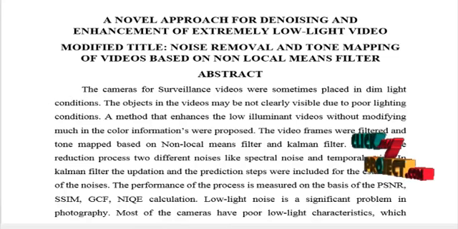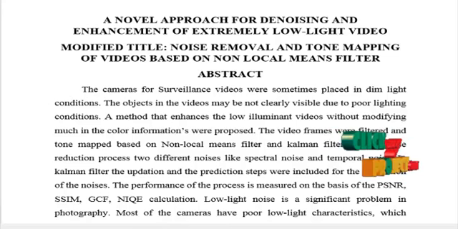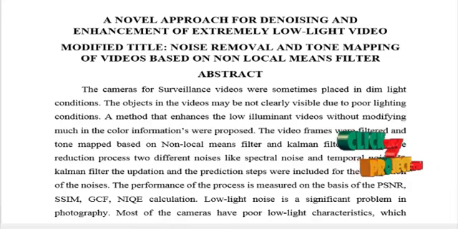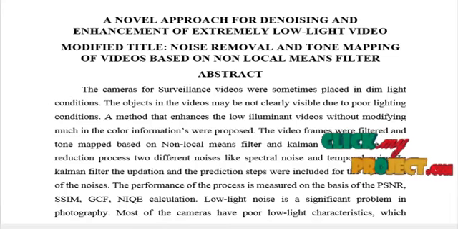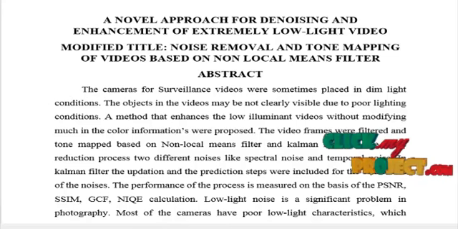Low light noise is a major problem in all surveillance systems. Most of the cameras have poor low light characteristics, which typically results in noise in the images, where the noises commonly occurring in low light conditions were white noise or maybe speckle noise.